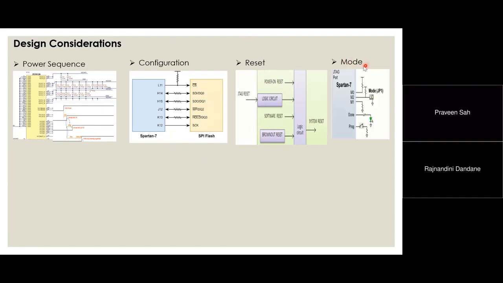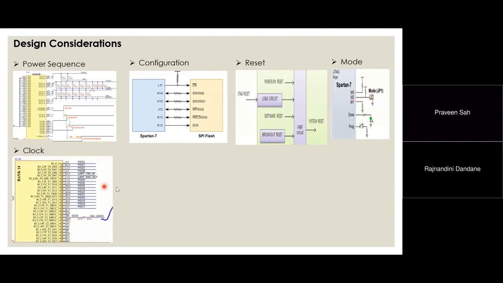There is something called mode in FPGA. How do you want to operate it, whether in master mode or slave mode? Slave select, so there are M0, M1, M2. You have to decide it using pull-up, pull-down. Then there is the clock where you want to clock, MRCC, SRCC.